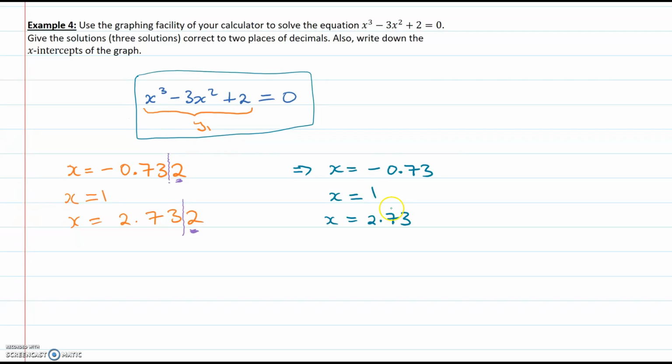Each of those values of x, when plugged in here, will make the left-hand side equal to 0, or very, very close to it. We've done a little bit of estimating and rounding off, but those are as close as we're going to get correct to 2 decimal places.